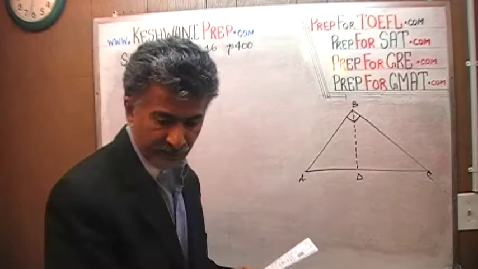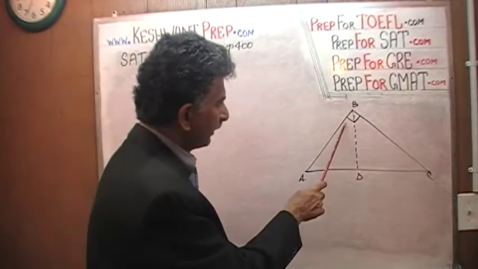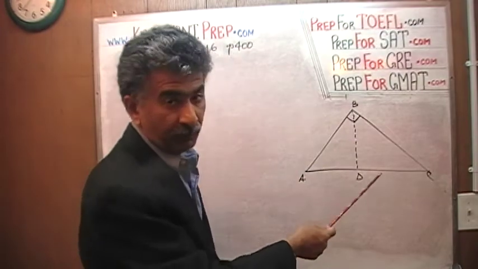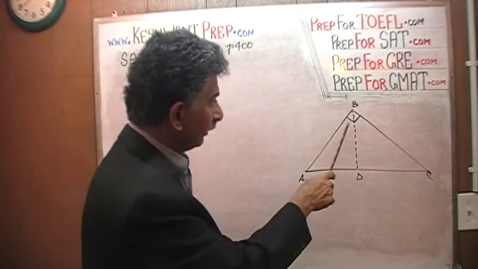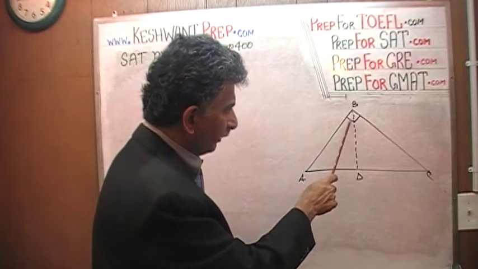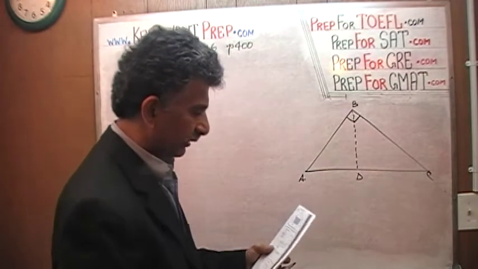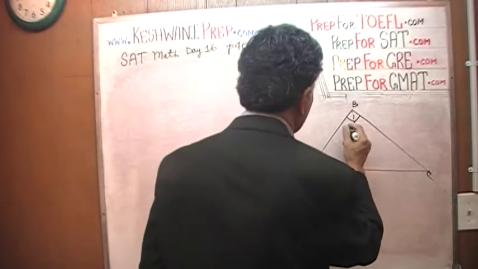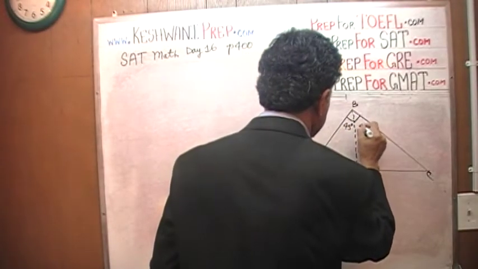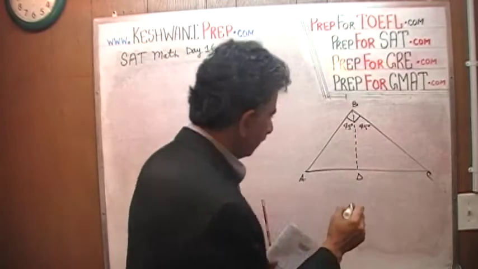Since angle B is 90 degrees, I'm going to start solving it right now. Since angle B is 90 degrees and this perpendicular comes straight down, which means it cuts this 90 degree angle into halves. So this becomes 45 and that becomes 45. We're going to make a note of it. It becomes 45 and 45.